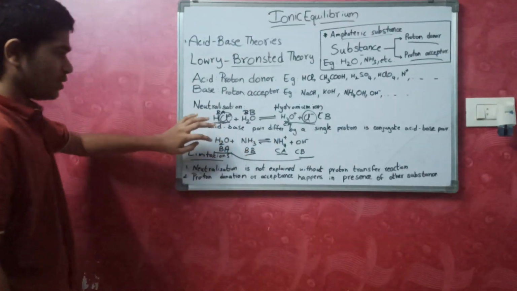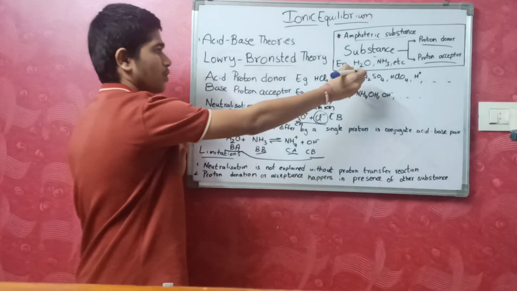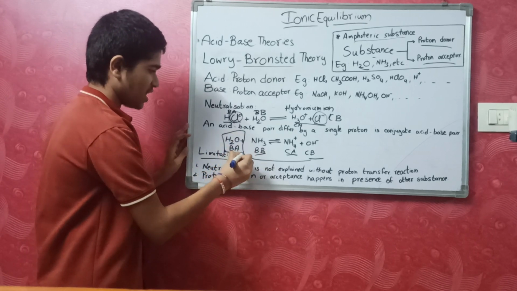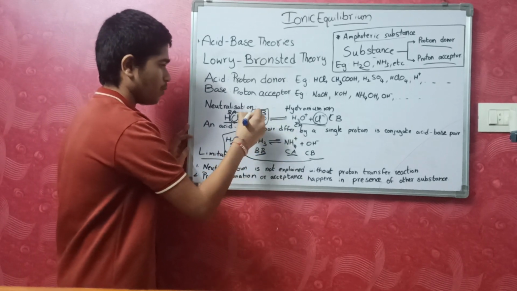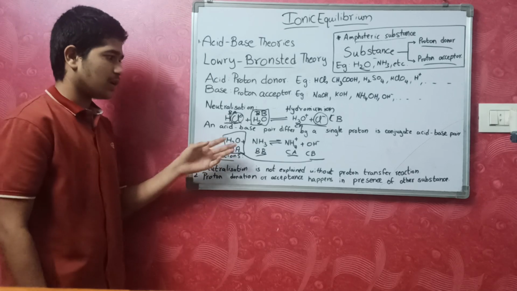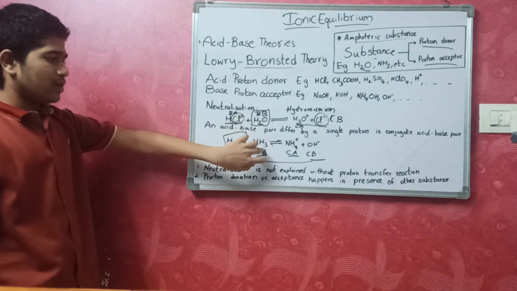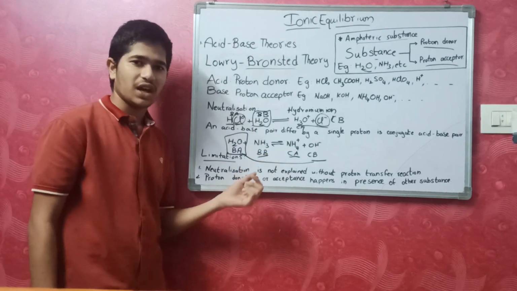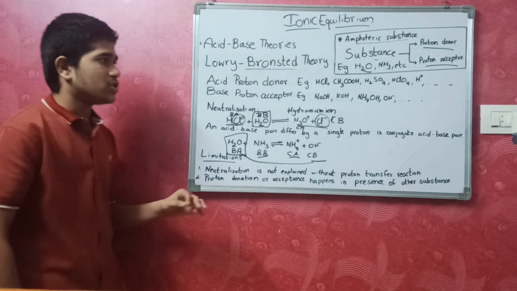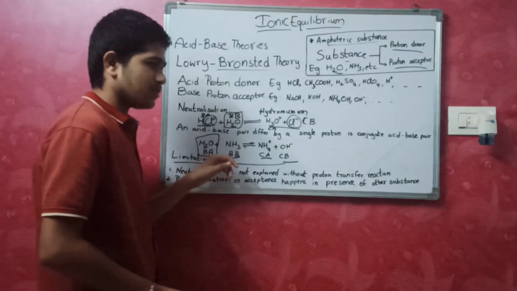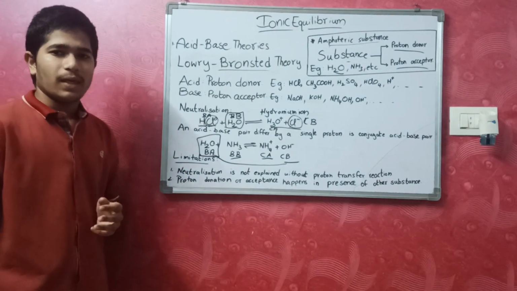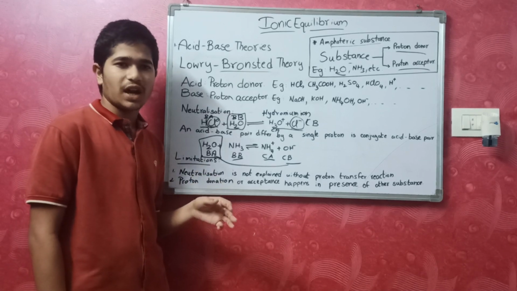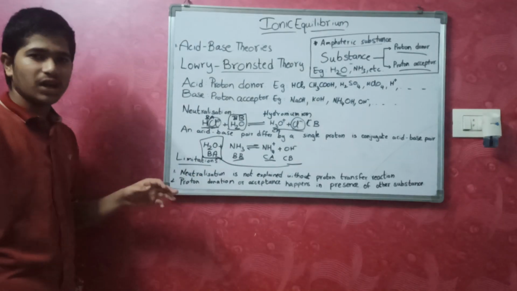Examples are these reactions. When we consider H2O, it acts as a Bronsted acid in this reaction and as a Bronsted base in this reaction. Similarly, NH3 acts as a Bronsted base in this reaction and as an acid in some other reactions. So these are amphoteric substances, which means they react with acids or bases to form salt and water. We can define them in this way also.